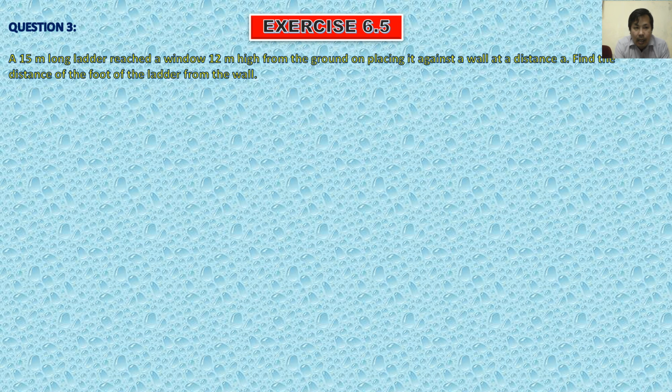In question number 3 we have: a 15-meter long ladder reaches a window 12-meter high from the ground on placing it against a wall at a distance. Find the distance of the foot of the ladder from the wall. Just imagine that at a certain height there is a window. In that window, you keep a ladder in such a way that you can climb. You don't keep the ladder just on the wall, isn't it? You have to bring the foot a little away from the wall. So that distance between the foot of the ladder and the wall, we are going to find out.